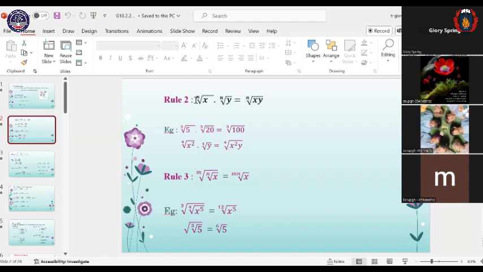Now, again, we have to write an example. We already do this. For example, the square root of 5 into the square root of 20 equals the square root of 5 into 20, which is the square root of 100.